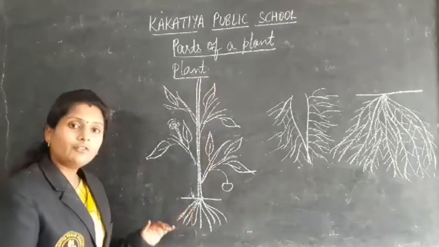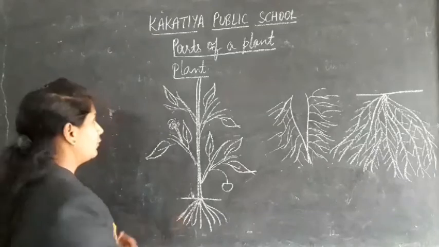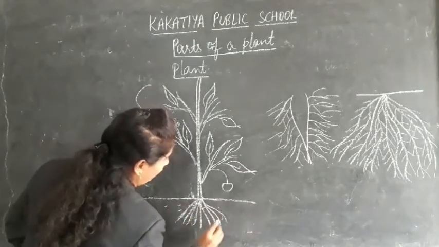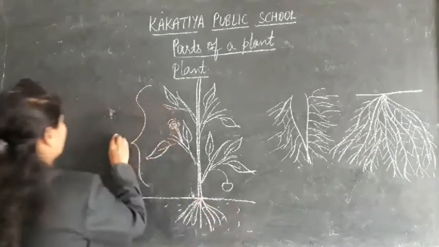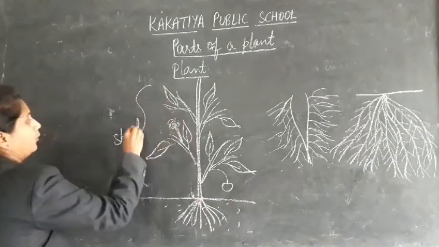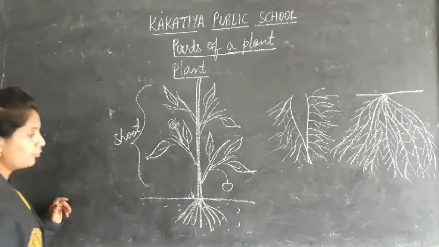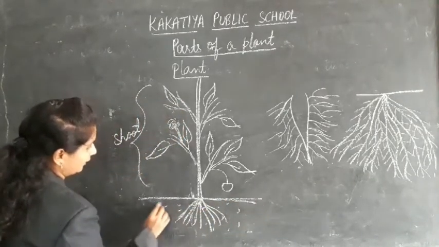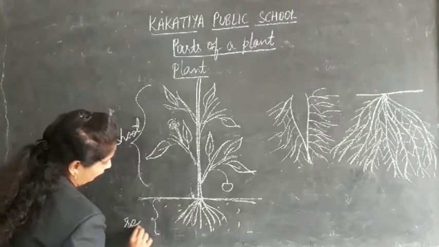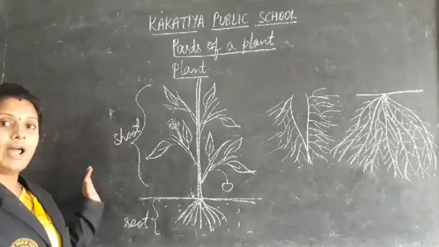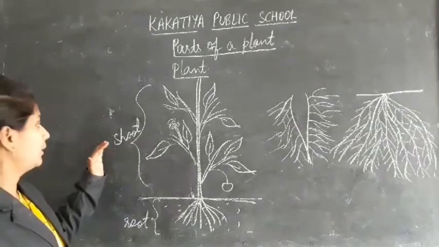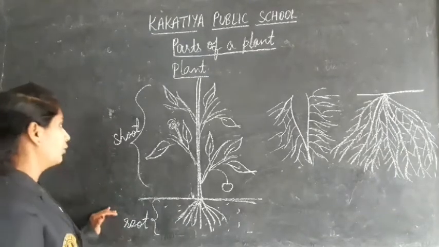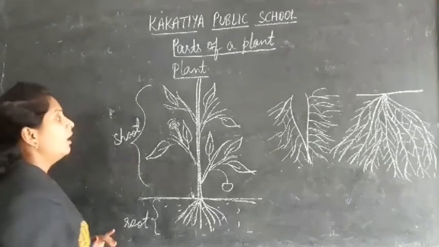The part of a plant which grows above the ground we call a shoot, and the part of a plant which grows below the ground is nothing but a root. Okay? The part which grows above the ground is the shoot, and which grows below the ground is the root. We can say the shoot, but not the roots.